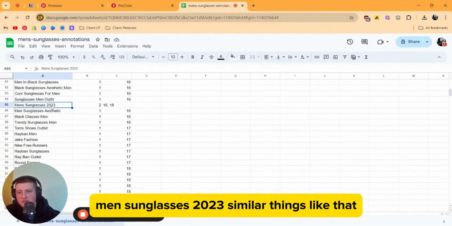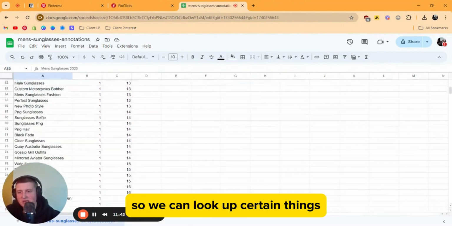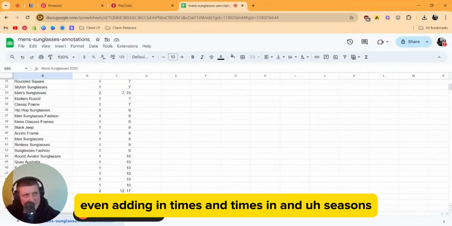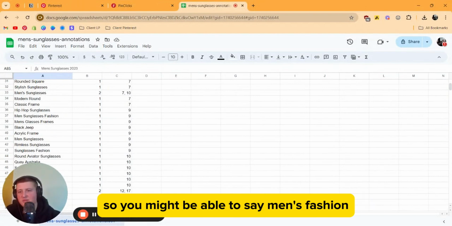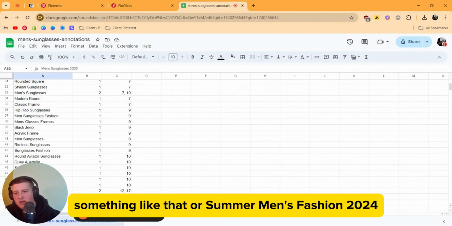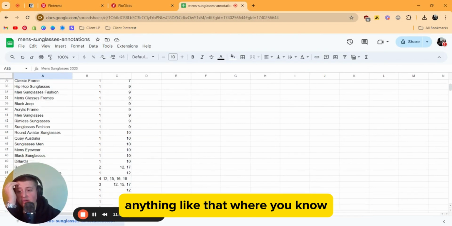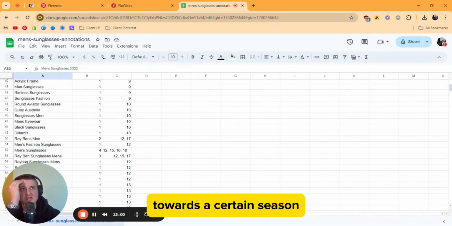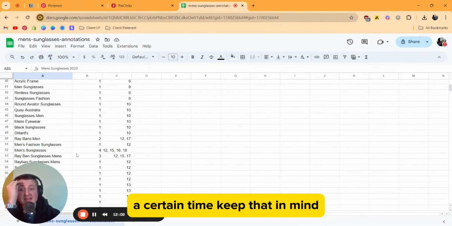Men's sunglasses 2023, similar things like that. So we can look up certain things, even adding in times and seasons. So you might be able to say men's fashion summer 2024, something like that, or summer men's fashion 2024. Anything like that where you know that that's sort of going to be in high search volume and you want to keep it consistent towards a certain season, a certain time, keep that in mind.